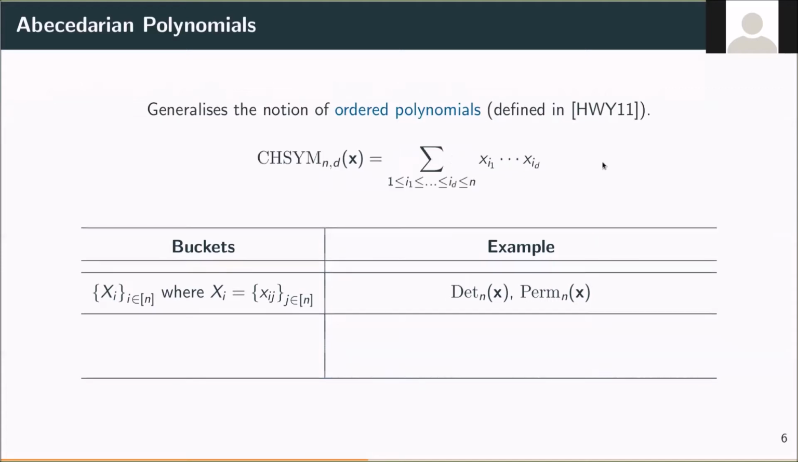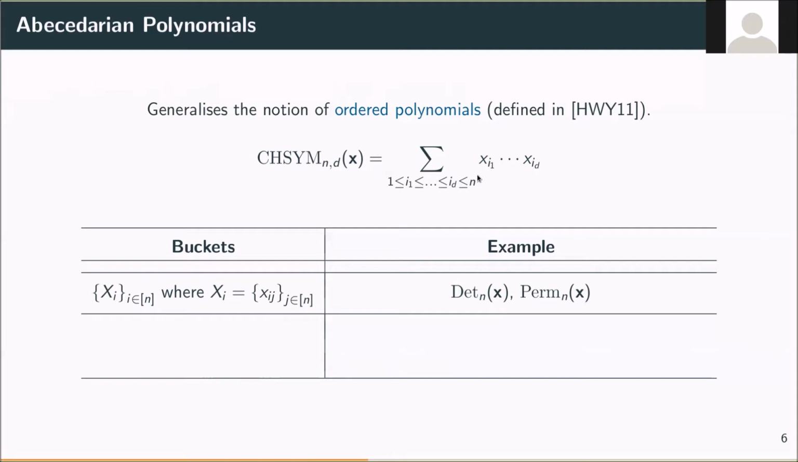For example, let us look at the complete homogeneous symmetric polynomial. Here, for say n equal to 3 and d equal to 2, the monomial x1, x2 is also allowed, and the monomial x2, x3 is also allowed. So the variable x2 can appear in both position 1 as well as position 2. Therefore, it is clear that if we allow only position-based buckets, like it was allowed for ordered polynomials, then we cannot place x2 in any one bucket, right? Because it's present in multiple positions.